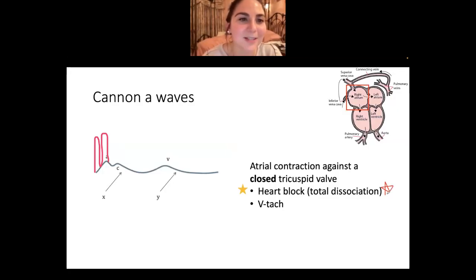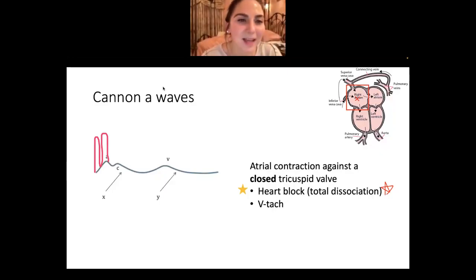Here's your Canon A waves. So your Canon A waves, complete heart block. So total dissociation. So it's not just heart block, it's total dissociation of heart block. And if you can remember from this, the A wave is atrial contraction. So normally when your atria contract, it doesn't have to contract that hard because the tricuspid valve's gonna be open. At least the sensor that's sensing the backflow of blood is not that high.